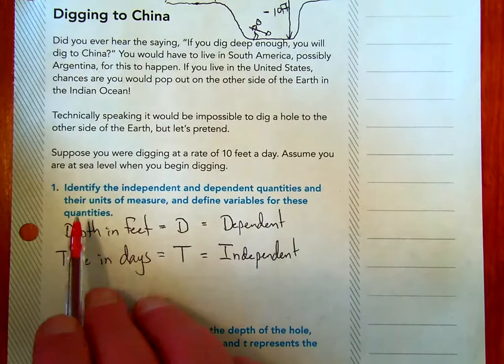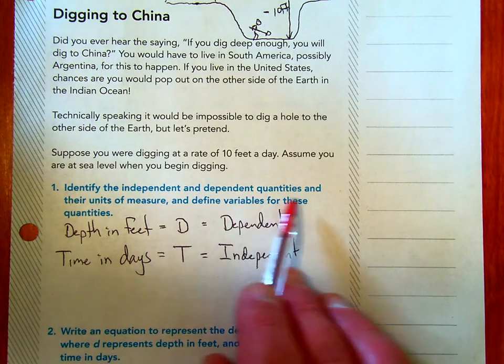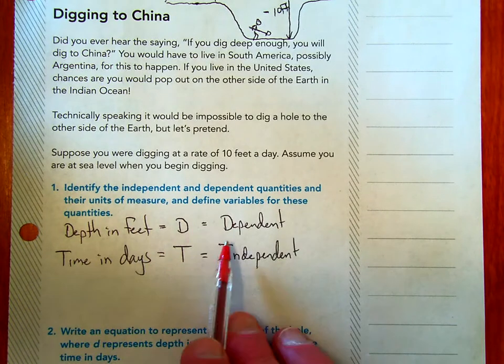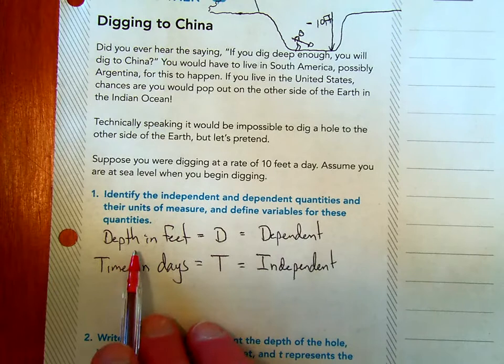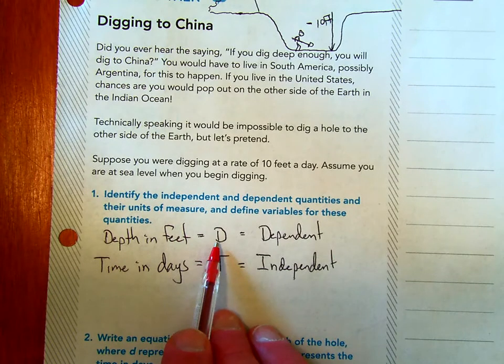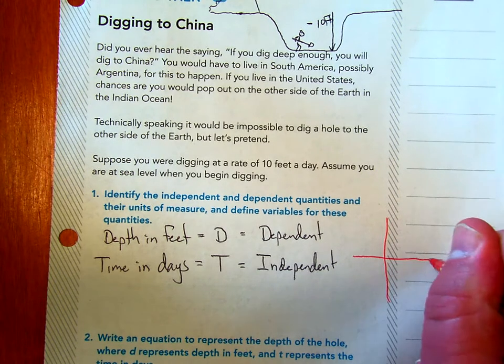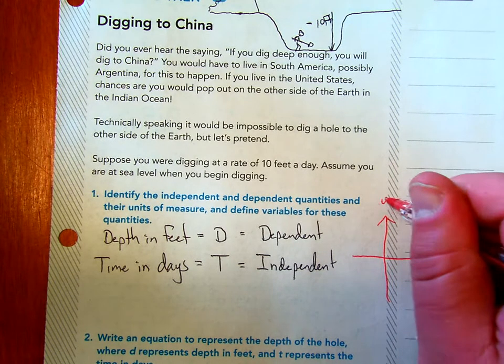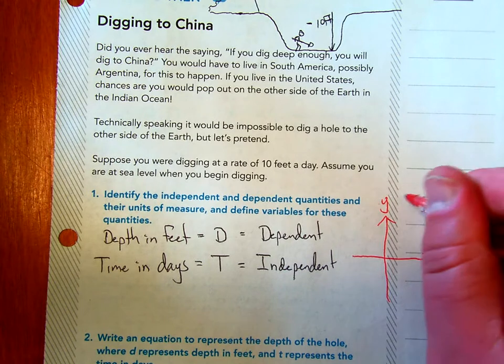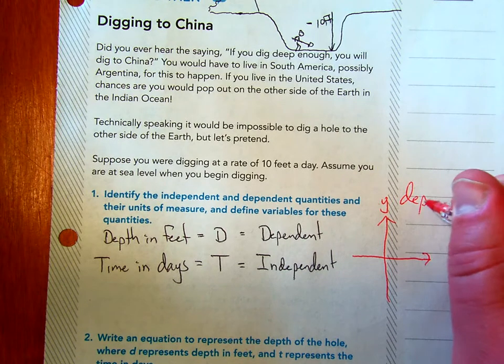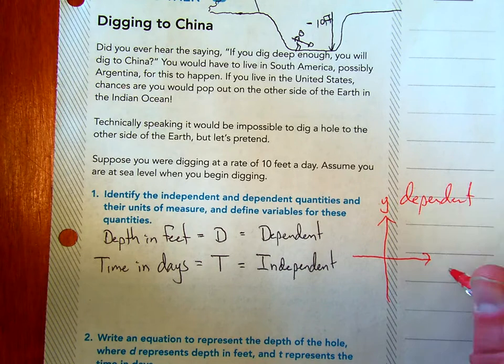Identify the independent and dependent quantities, their units of measure, and define the variables for these quantities. Depth in feet, I'm going to let it be D, and that's my dependent. Again, on an axis, my Y value is my dependent, and my X value will be my independent.